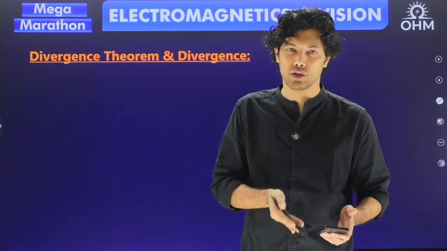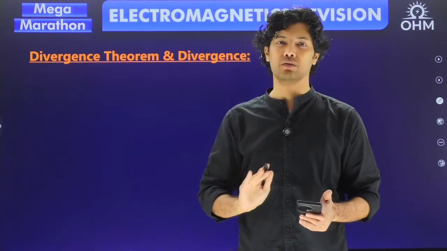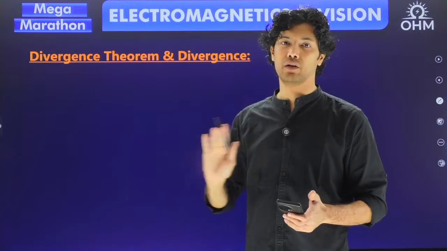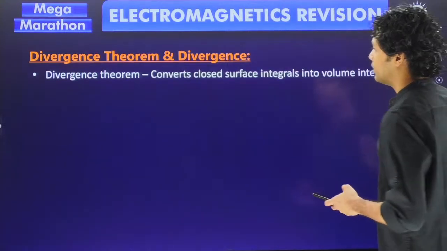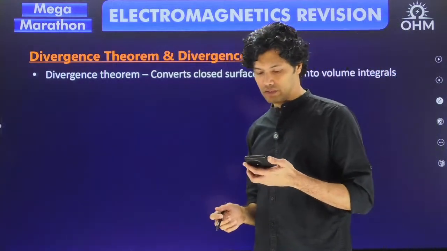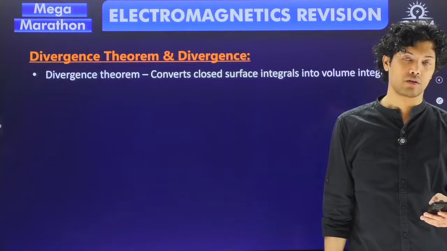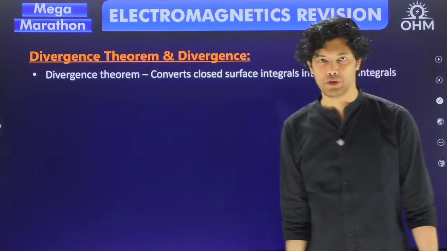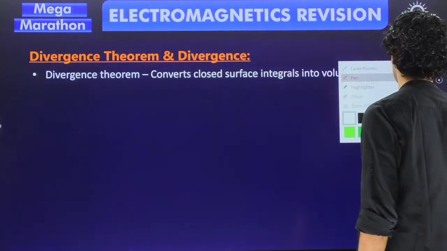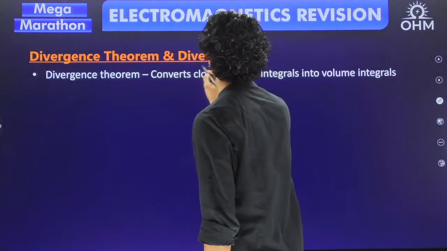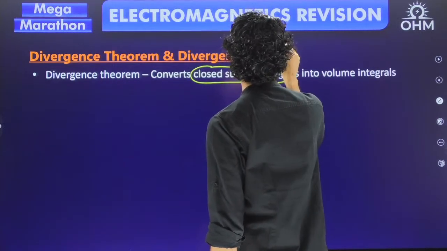Last year, this year, we had an easy paper. But if it is a numerical question, there is a very good chance that it will be given for 2 marks usually. Okay, let's go for that. So what does the divergence theorem do? The divergence theorem basically converts closed surface integrals into volume integrals. Closed surface integrals are very lengthy integrals. They take a lot of time.